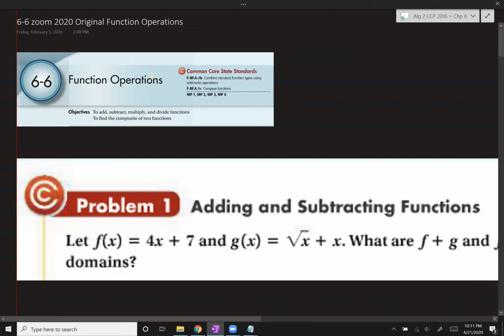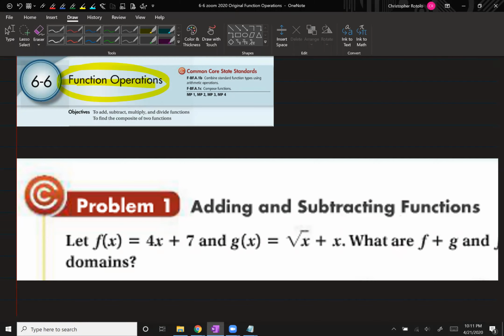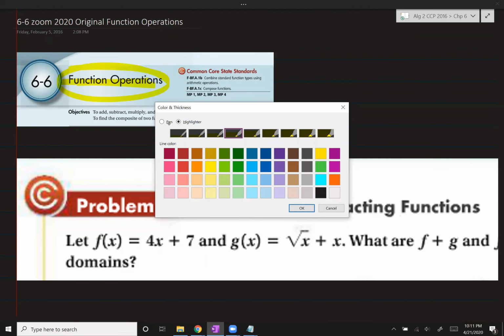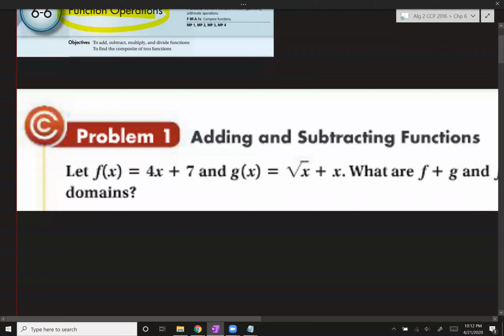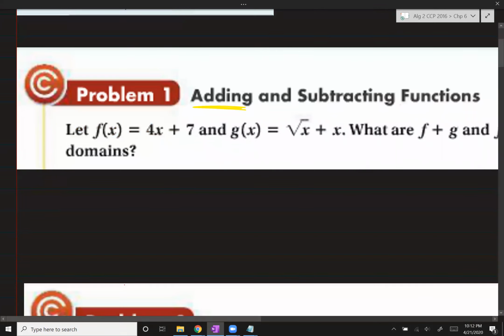All right, we're going to work with some function operations, which means that we're going to add, subtract, multiply, and even divide these until we can figure out what's going on with them. Okay, so we're going to go way back just a little bit. We're going to add some like terms.